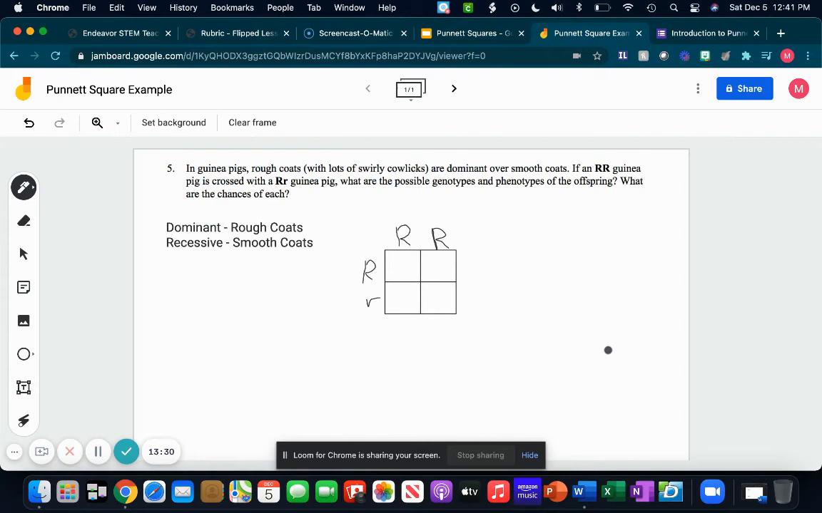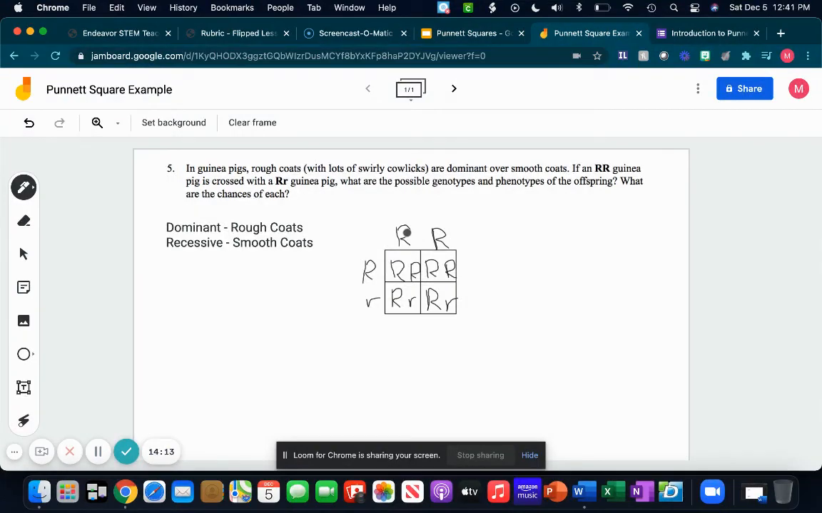Now, the third step is to do the cross. I am going to take the first column, take the first allele, and I'm going to put it in each box below. So we have a big R here and a big R here. I'm going to do the same thing with the second column. Big R, big R. I'm going to bring it down. Okay, and then I'm going to do the same thing with the rows. Big R here, big R here, little r, little r.